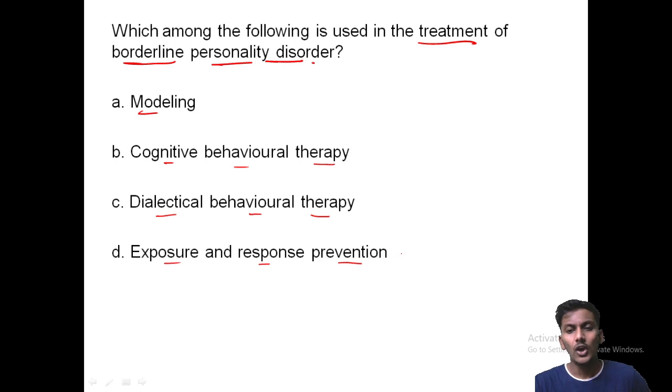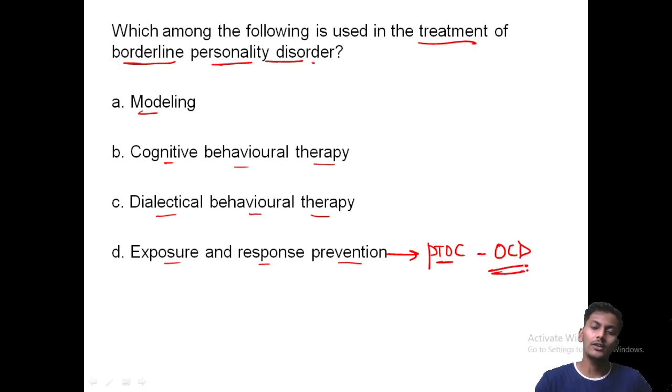As we all know, exposure and response prevention is the psychotherapy of choice in cases of obsessive compulsive disorder, OCD, right? So please remember this. Modeling is not usually performed in cases of borderline personality disorder, right? Please remember this. So the first line treatment usually used in cases of borderline personality disorder is, please remember guys, option B, that is cognitive behavioral therapy.